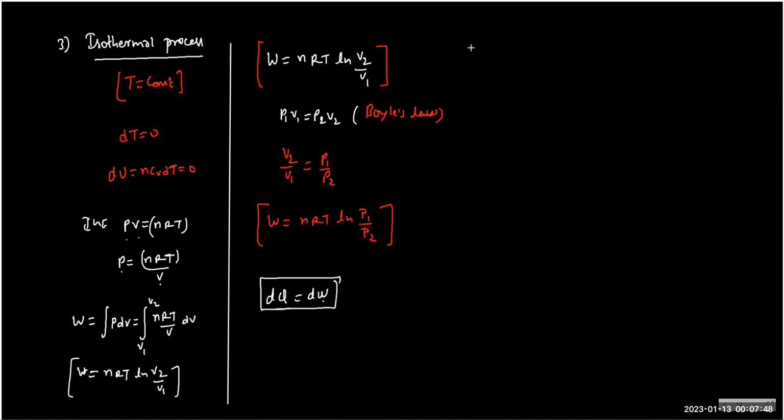So isothermal can be of two types: isothermal expansion and isothermal compression. In isothermal expansion, heat is absorbed by the system. In isothermal compression, heat is released by the system. Is it clear?